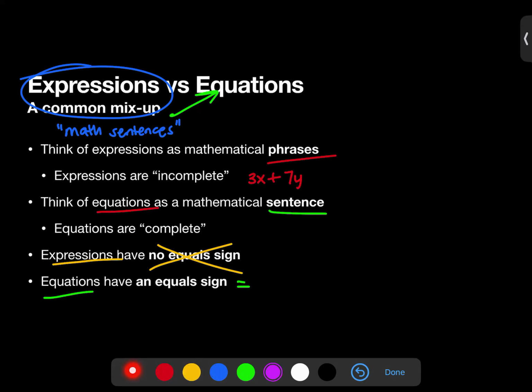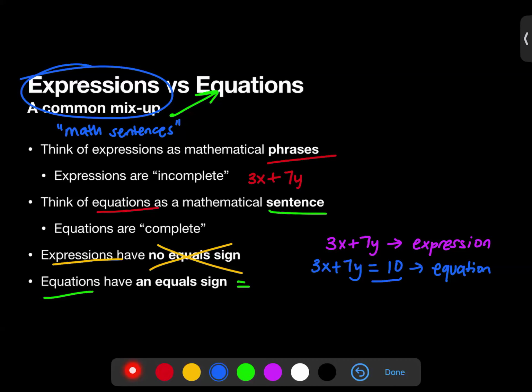So if you have 3x plus 7y, this is an expression, right? Like we just discussed. However, if we have 3x plus 7y equals 10, this is then an equation, right? Because we have the equal sign.